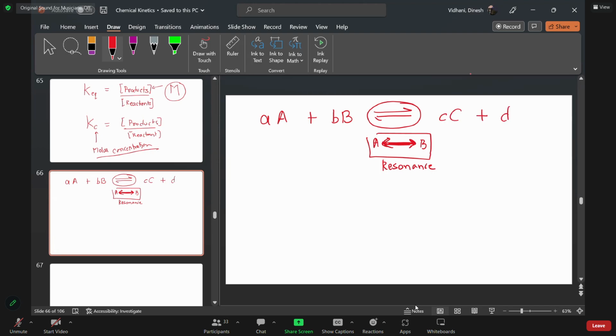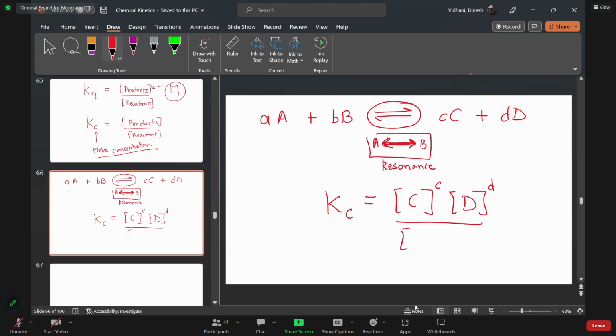So if this is a generic equation, my Kc, if my concentration is expressed in terms of molar concentration, then my Kc can be given as the concentration of products divided by concentration of reactants. And you see the way I have written the stoichiometry, the concentration is raised to the stoichiometry of that particular compound, a reactant or a product.